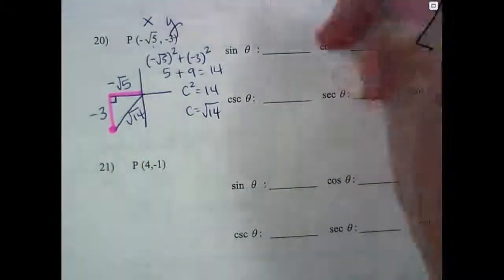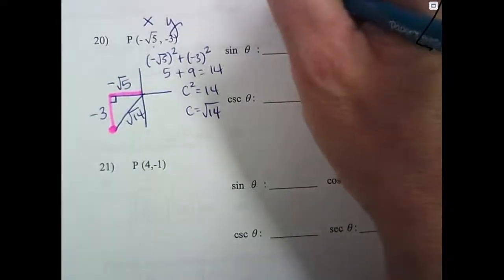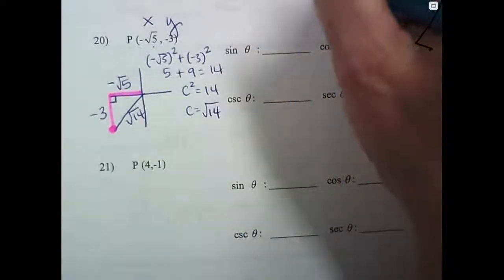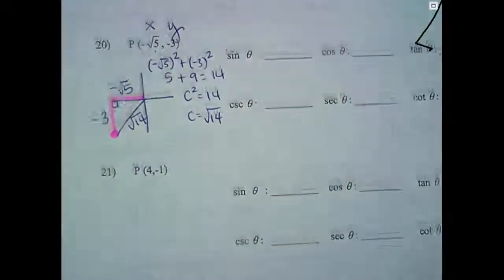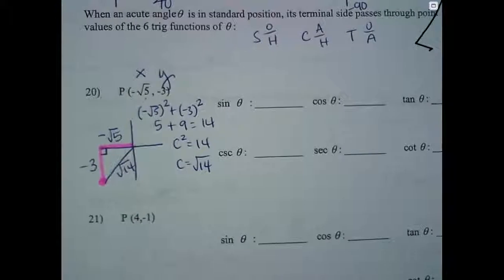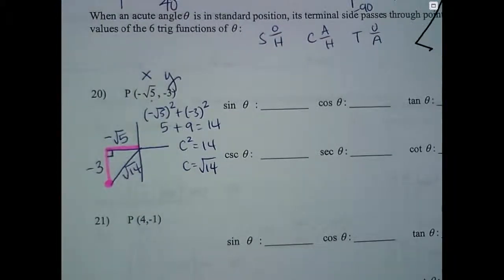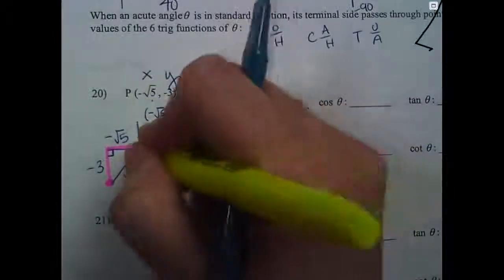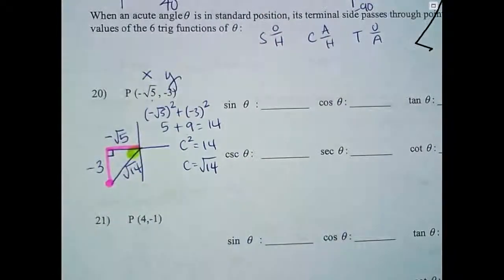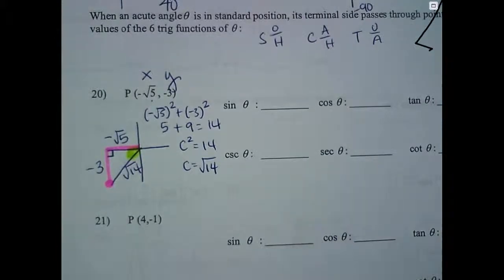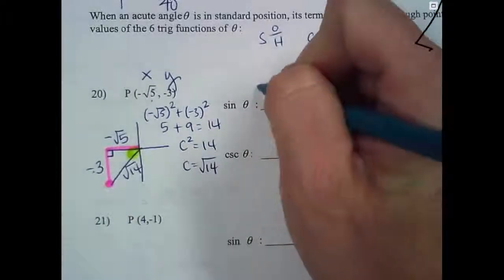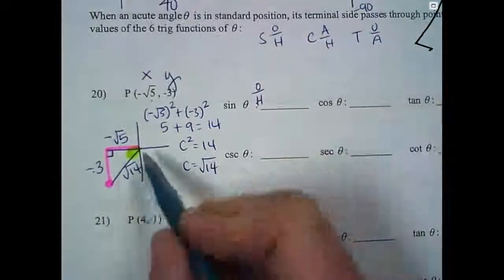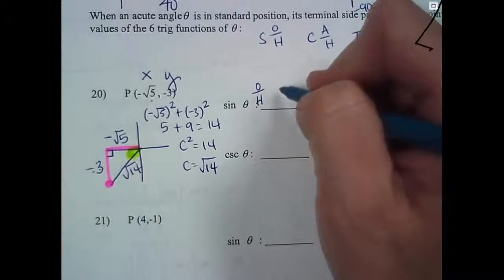Now, by now, you guys know SOHCAHTOA pretty well: sine is opposite over hypotenuse, cosine is adjacent over hypotenuse, and tangent is opposite over adjacent. Let's find the answer for sine. So I'm talking about this angle. Sine's opposite over hypotenuse. So the opposite would be negative 3. You can write yourself a little note: O over H. Opposite is negative 3, hypotenuse is root 14.